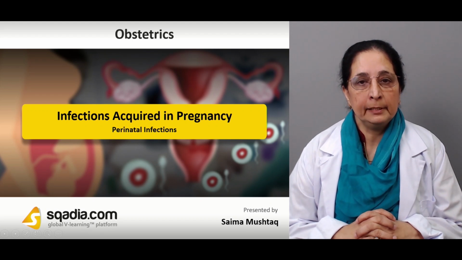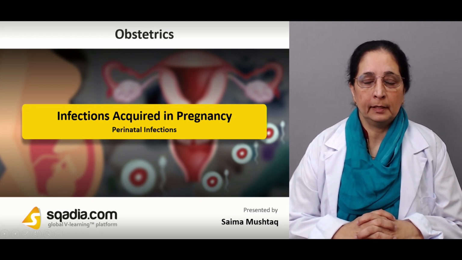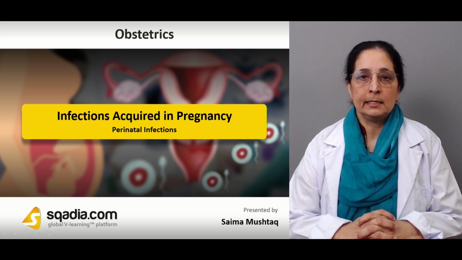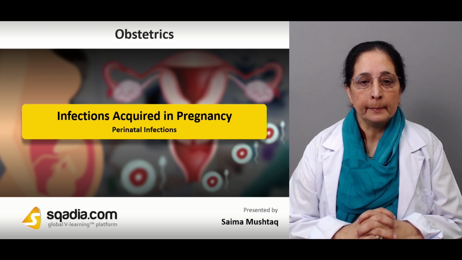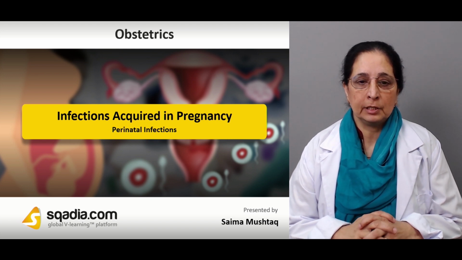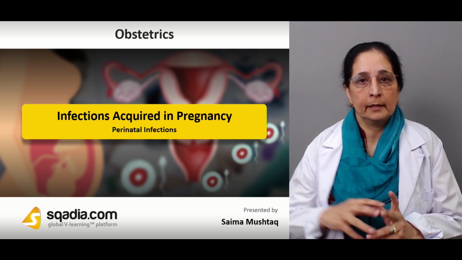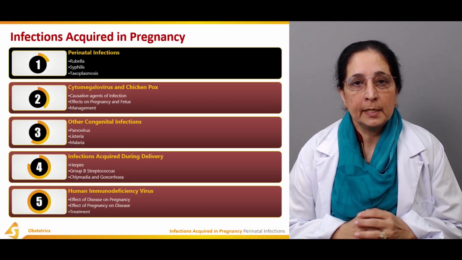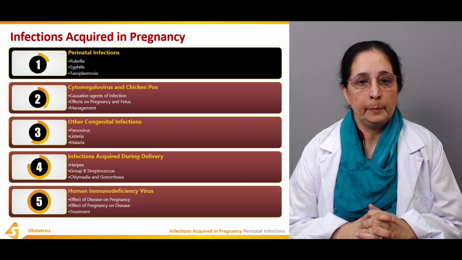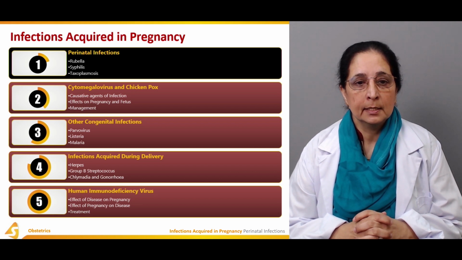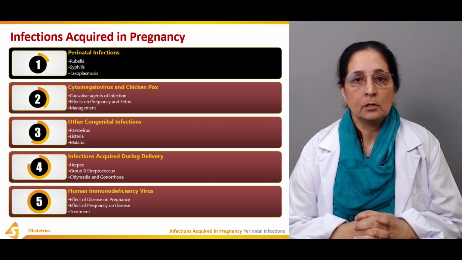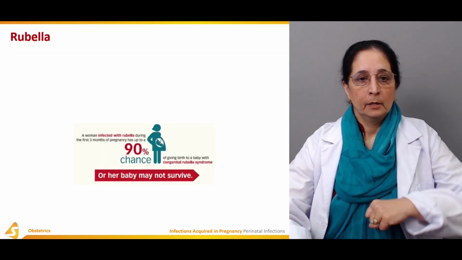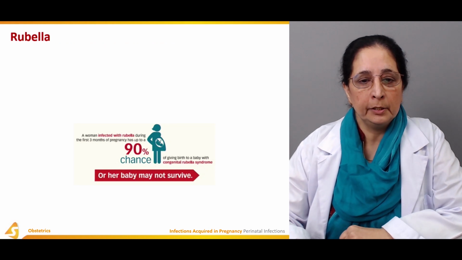Now let's start with our first section, infections acquired in pregnancy, and in this section we will talk about some perinatal infections that can occur in pregnancy. So the topics covered in this section will be rubella infection, syphilis, and then toxoplasmosis. First, let's talk about rubella.